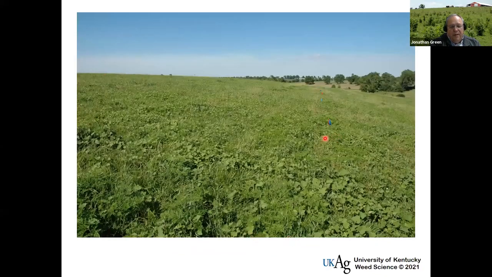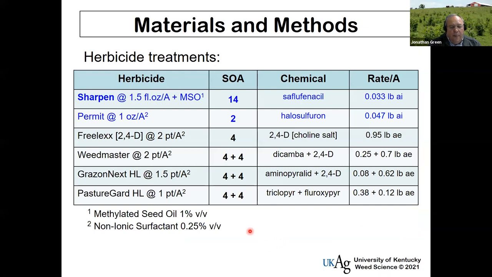This happens to be a field I worked in a couple of years ago, which is a winter feeding area for animals. And the following summer, whenever I was asked to look at this field, it was covered up in cocklebur as well as common ragweed. So I initiated a trial wanting to evaluate the Sharpen that I mentioned earlier, as well as Permit.